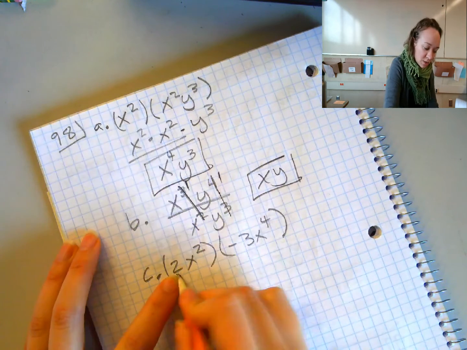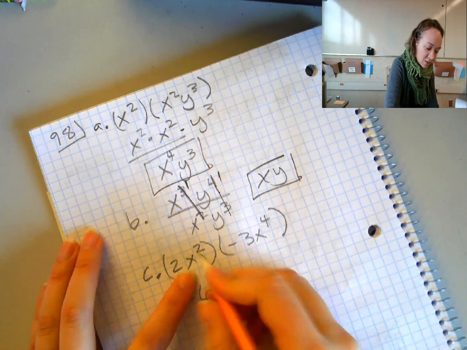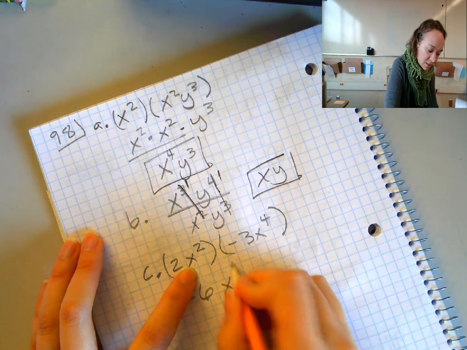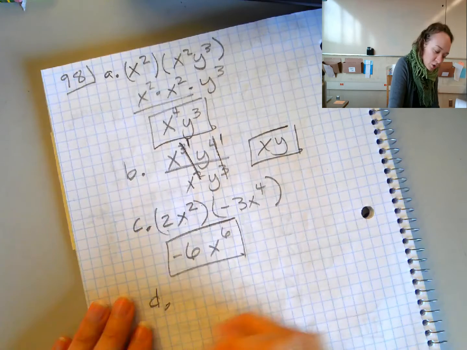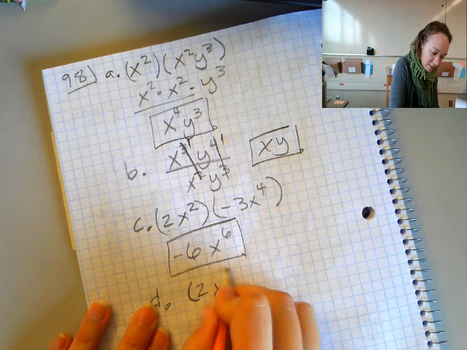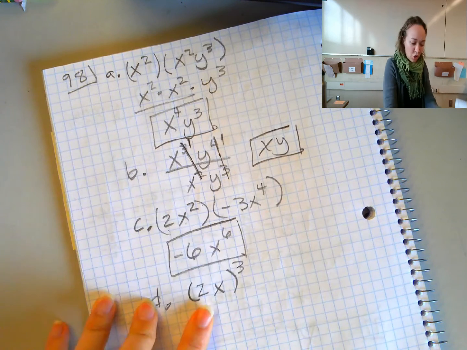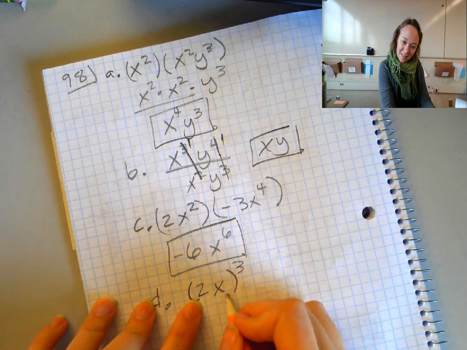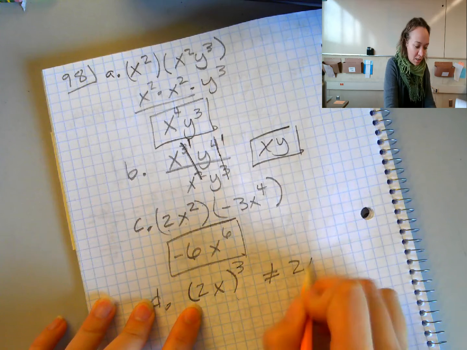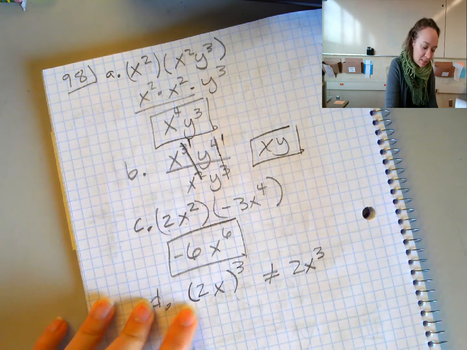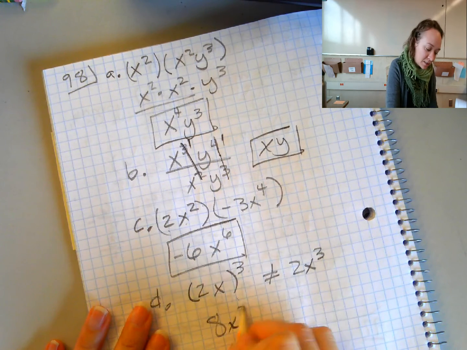Then we have C, 2x squared times -3x to the 4th. So 2 times -3 is -6. X squared times x to the 4th is x to the 6th. Then we have D, (2x) cubed. That means 2 is cubed and the x is cubed because of those parentheses. This is not the same as 2x cubed. This is the same as 8x cubed.